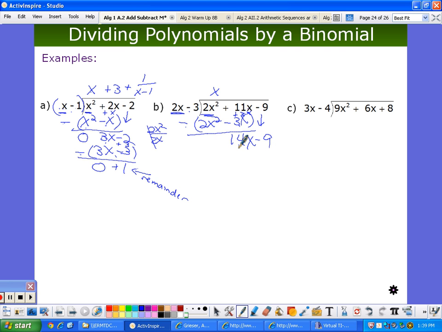2x times what is 14x? 7 times 2x gives me my 14x. 7 times negative 3 is minus 21. Okay. My very careful subtraction step. The 14x minus 14x, good, that should be 0. Doing it right. Negative 9 minus negative 21, that's a plus 21. What's minus 9 plus 21? 12. It is 12. There's my remainder.